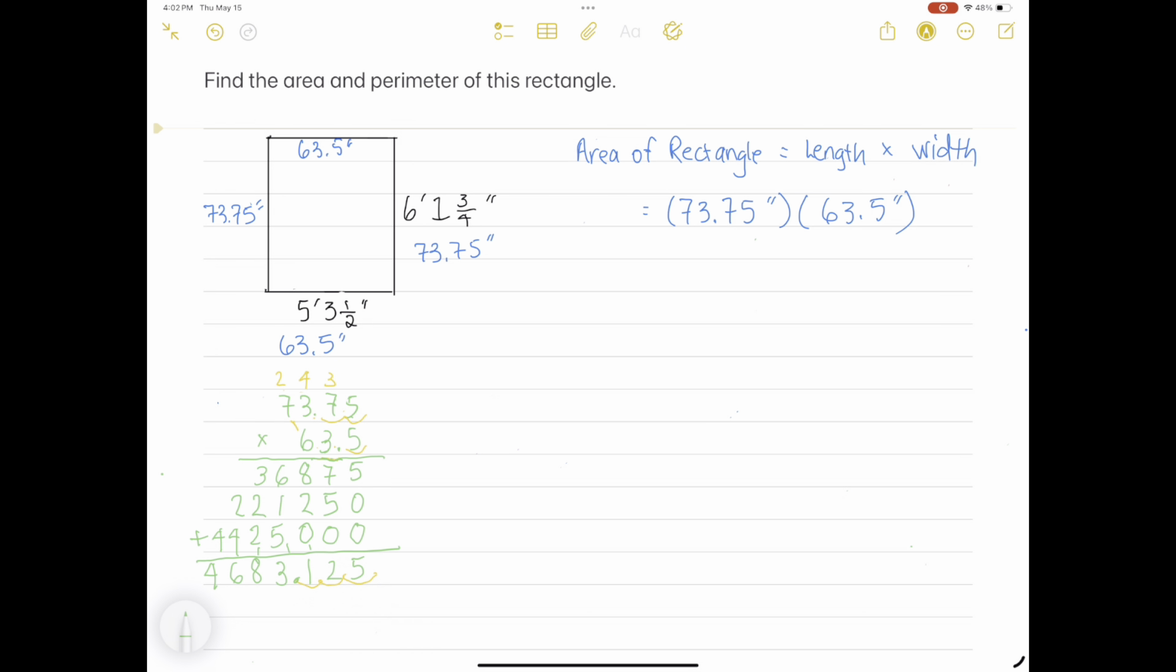Now I have completed my calculation and figured out that the length times width equals 4,683.125 inches squared, or square inches. So how many square feet is 4,683.125 square inches? To convert square inches to square feet, you need to do a division.